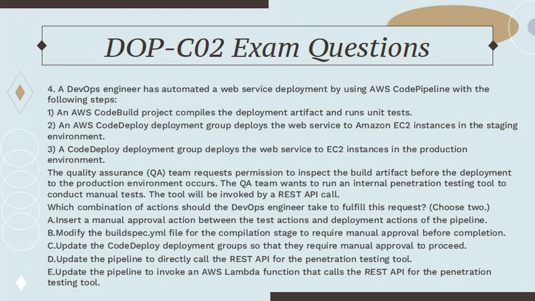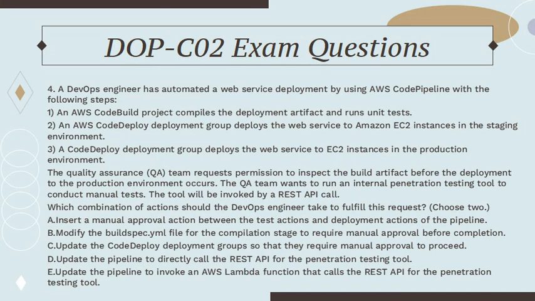Choose 2. A. Insert a manual approval action between the test actions and deployment actions of the pipeline. B. Modify the buildspec.yml file for the compilation stage to require manual approval before completion. C. Update the CodeDeploy deployment groups so that they require manual approval to proceed.